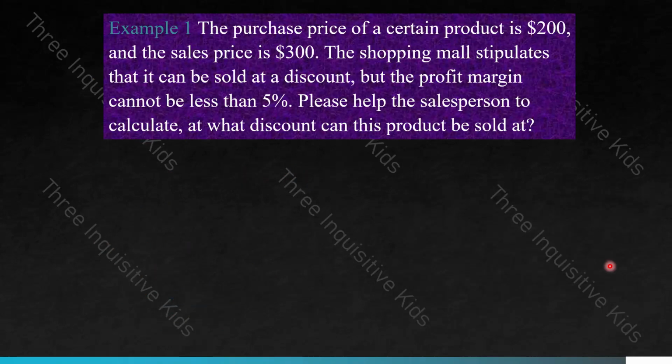Let's do another problem using the same steps. The purchase price or the cost of a certain product is $200, meaning that they bought this product with $200. And now they're selling it at a sales price of $300. The shopping mall stipulates that it can be sold at a discount, but the profit margin cannot be less than 5%. Please help the salesperson to calculate at what discount this product can be sold.